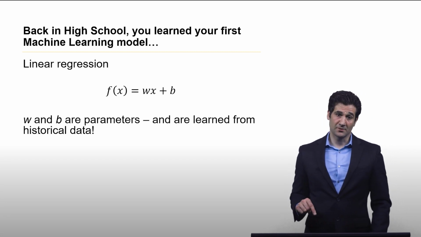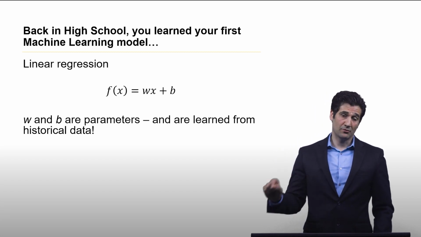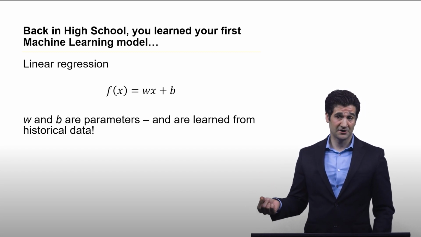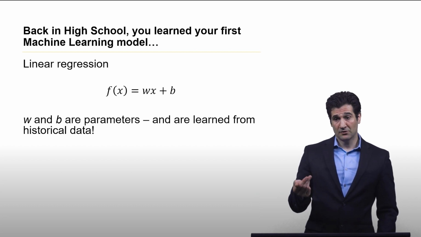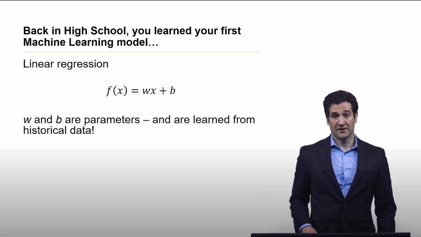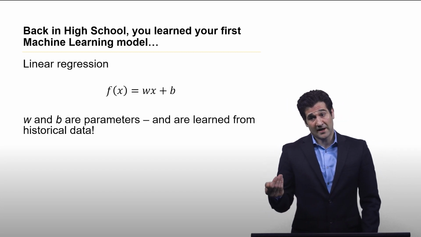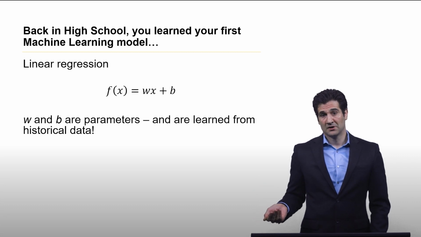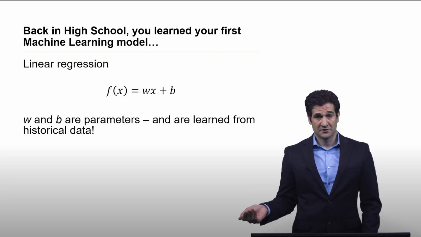Now in machine learning terms, we will call w and b parameters. And that is what we'll be learning from historical data. So when you did that simple Excel regression back in high school, it produced that line for you. It was actually learning that line from the data points you had. And this is a model because the whole point of having that line is if you had some new piece of data, you wanted to predict that y value. And you're doing it based on the slope and the intercept.